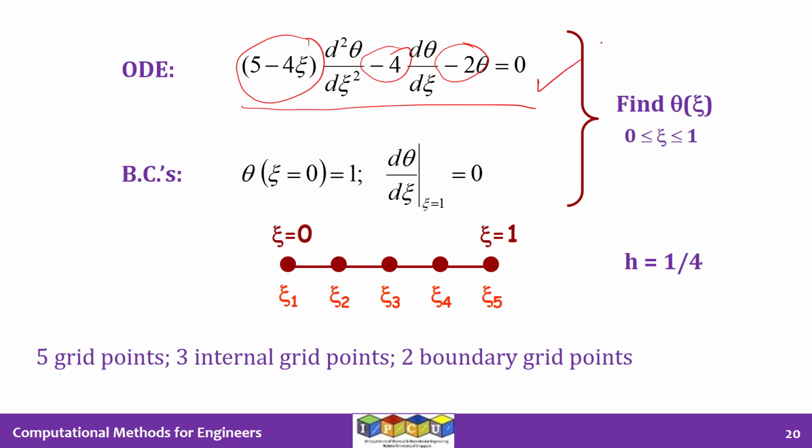The boundary conditions are just reproduced from the previous slide. Theta at psi is equal to 0 is 1, and d theta by d psi at psi is equal to 1 is 0. So the boundary conditions are given at psi is equal to 0 and psi is equal to 1. The two conditions are given, but they are given at different values of psi, making it a boundary value problem. That is why we are considering it here.